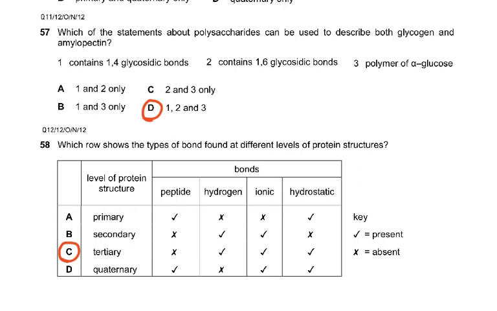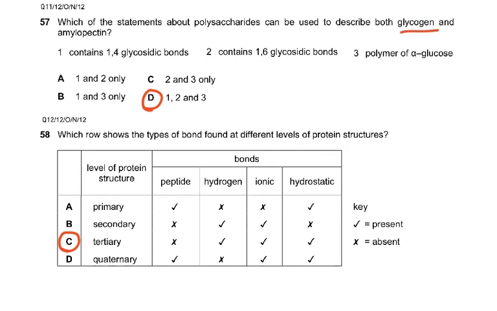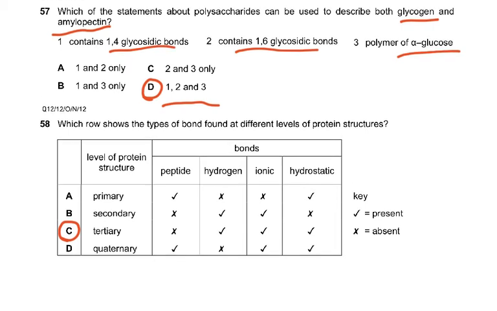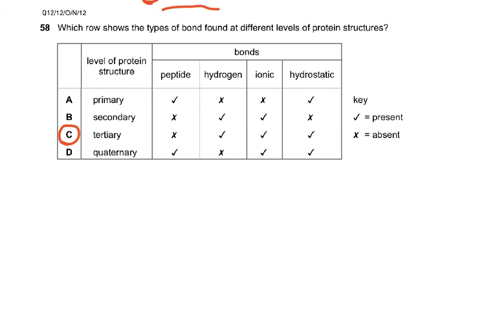Which of the statements about polysaccharides can be used to describe both glycogen and amylopectin? So contains 1,4, contains 1,6, and polymer of alpha glucose. Yes, so it's all three of them. They were 1, 2, and 3 because yes, alpha glucose, 1,6 as well, and 1,4 as well. So both glycogen and amylopectin have 1,4 and 1,6. Glycogen is more frequently branched.